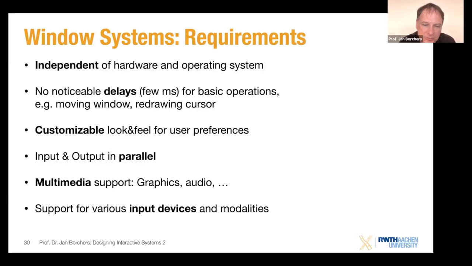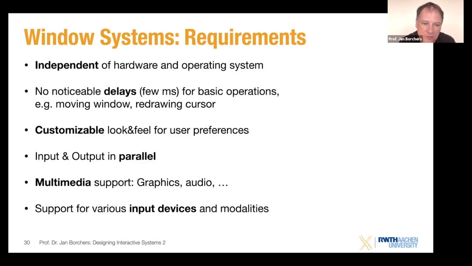Ideally, a windows system can be independent of the hardware and the operating system, so that you can swap that out underneath. But most commercial windows systems today are actually deeply ingrained with the underlying operating system and hardware. You get macOS and it only runs on a Mac. You get Windows, but it only runs on a Windows PC. So there's not that much of this disconnection in commercial tools these days.